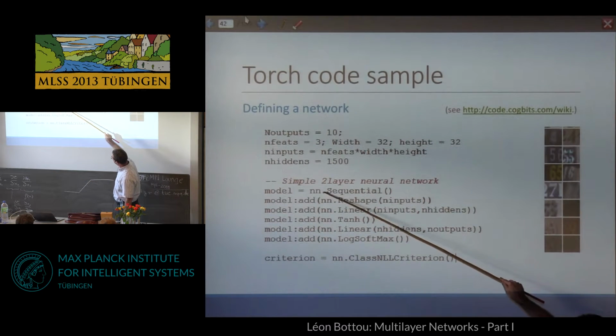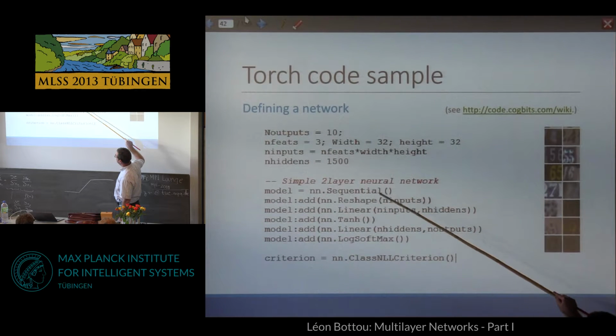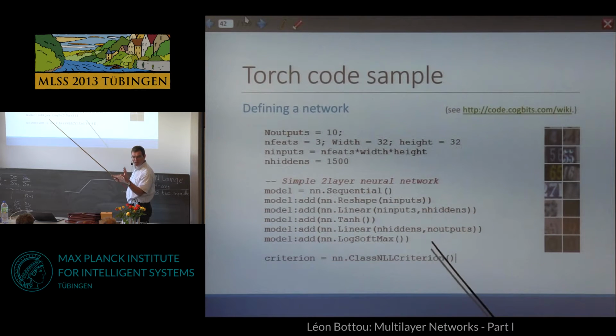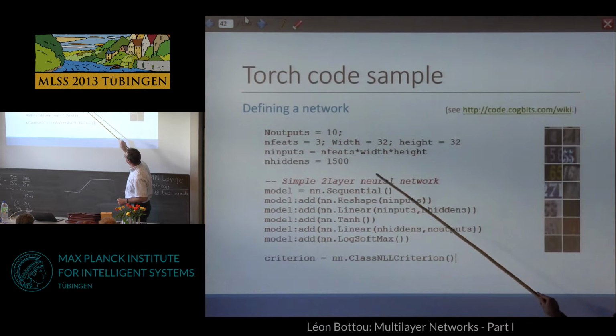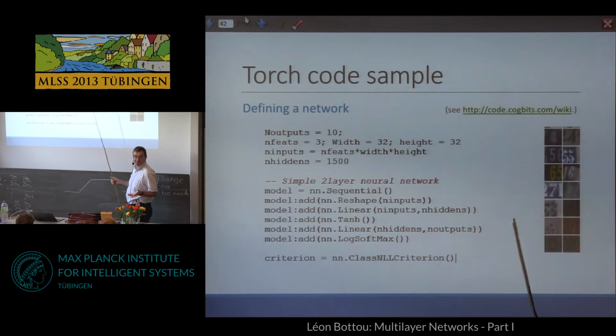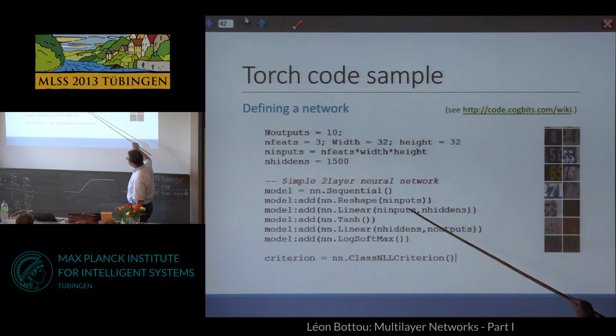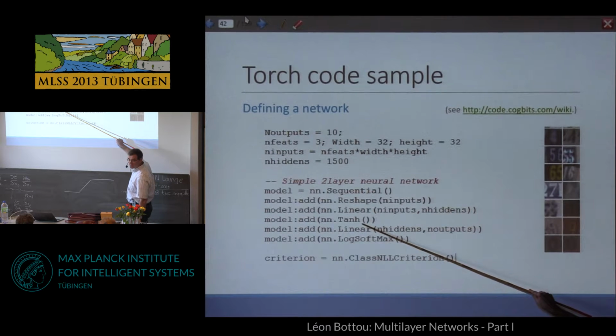So you make one of these sequential boxes. This is a reshaping box. You reshape the 32 by 32 by 3 image into something that's the size of n inputs. The gradient is nothing. You have nothing to do. It's just wiring. You add a linear box that goes from n inputs to n hidden units. You add a tangent box, a hyperbolic tangent box. Another linear, a log softmax, and the classification criterion.